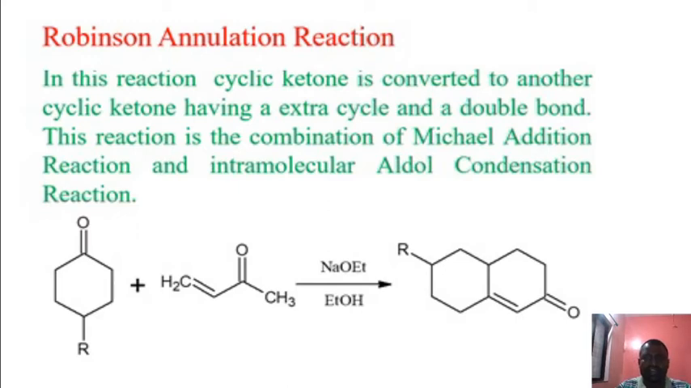This Robinson annulation reaction is the combination of Michael addition reaction and intramolecular aldol condensation reaction. We are well familiar with aldol condensation reactions. Now we have to study its mechanism, and for this we go to the next slide.